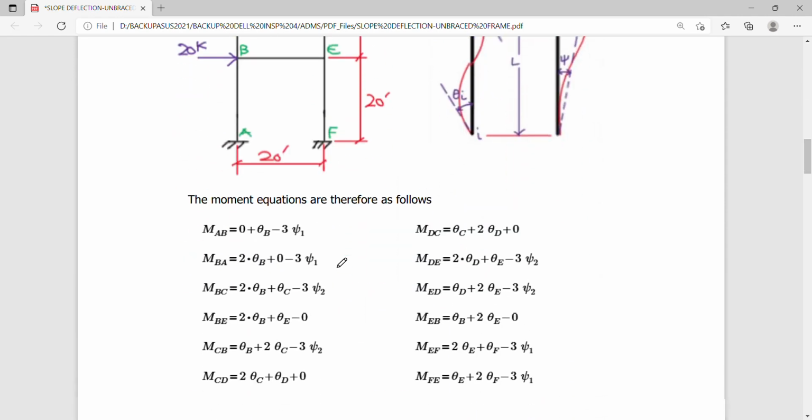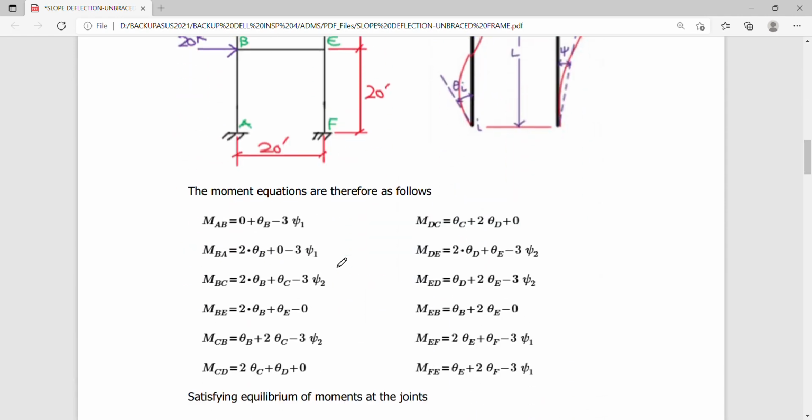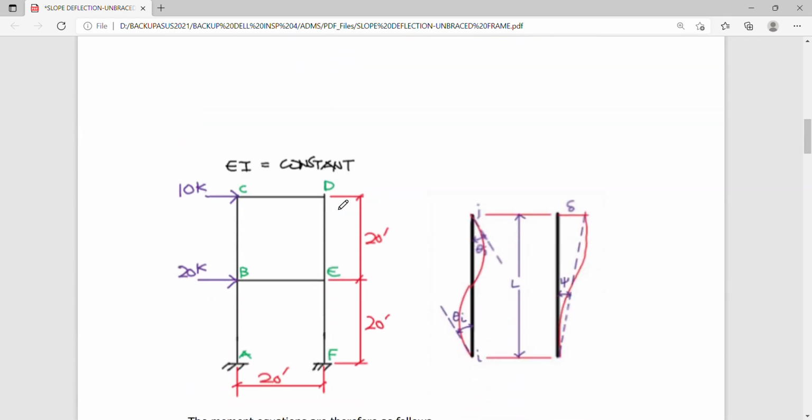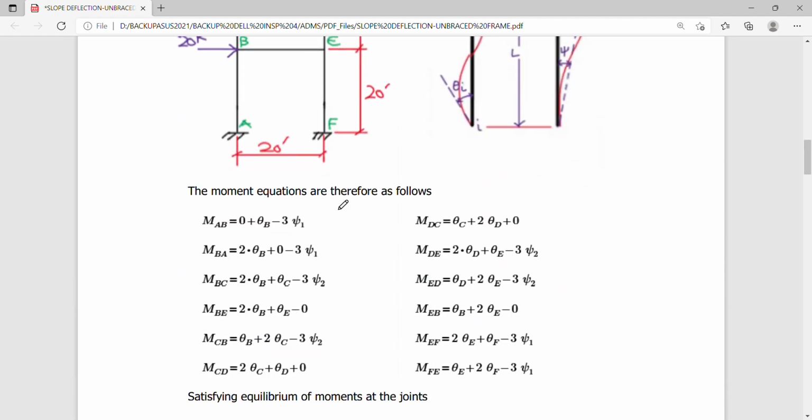So to begin with our equations, we simply look into this general equation again, and remember that this is simply 2 theta near end plus theta far end minus 3 times the slope, represented by your translational displacement. So it's simply 2 theta i plus theta j minus 3 psi. Just remember those three things, and systematically you can get along with the moment equations very accurately.